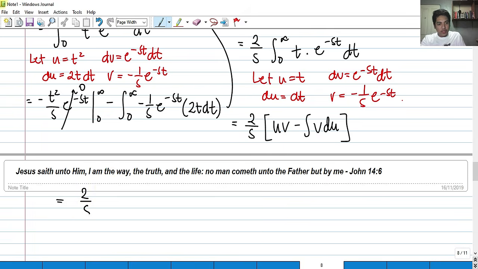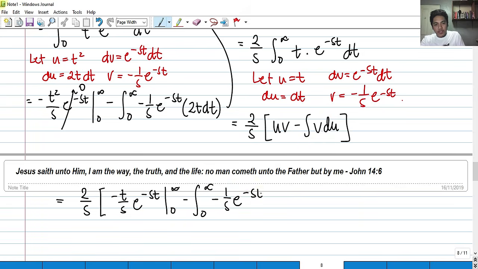So we have 2 over s multiplied by uv. Our uv is t times negative 1 over s e raised to negative st. So we have negative t over s e raised to negative st evaluated from 0 to infinity minus the integral, that's the minus here, integral from 0 to infinity of v du, negative 1 over s e raised to negative st. Our du is simply equal to dt.